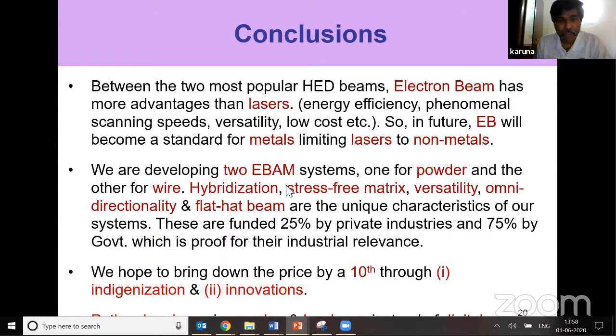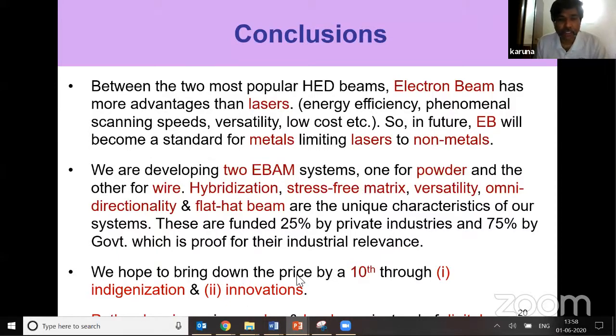In our lab, we are developing two electron beam-based additive manufacturing processes, one for powder-based technology and the other for wire-based technology. Both are industrially funded. 25% of the money comes from industries and 75% from the government, and that illustrates the industrial relevance. These companies will take the IP sharing and they will commercialize the process.